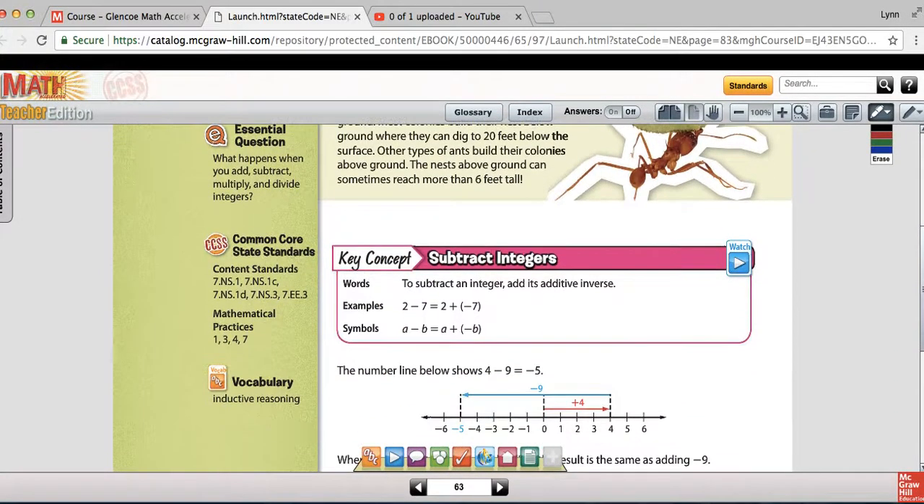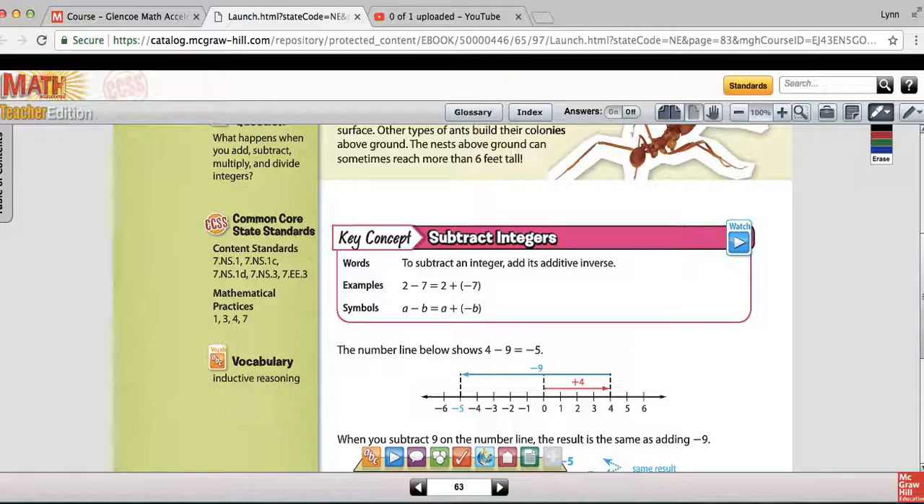We've talked about a couple of different strategies when working with integer operations. Remember that the essential question for Chapter 2 is what happens when you add, subtract, multiply, and divide integers. So far we've talked about adding integers, and now we're talking about subtracting. You can use the tool of memorizing a rule. To subtract an integer, you add its additive inverse.